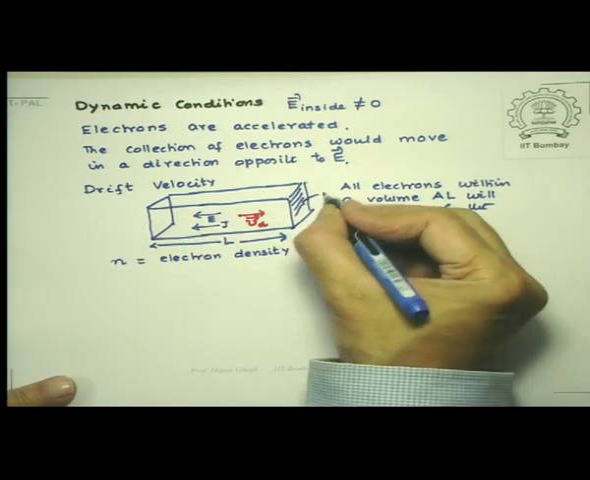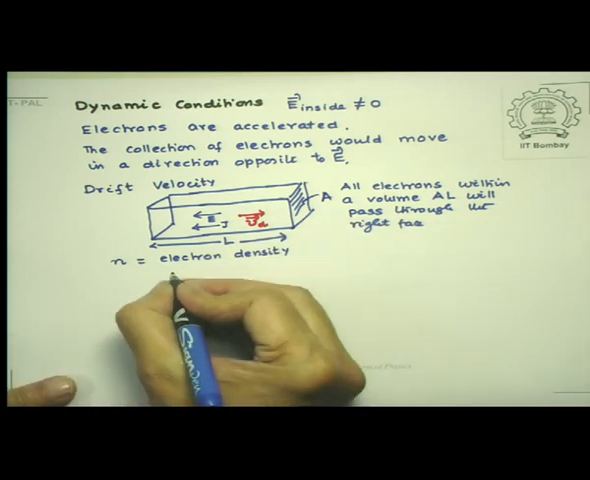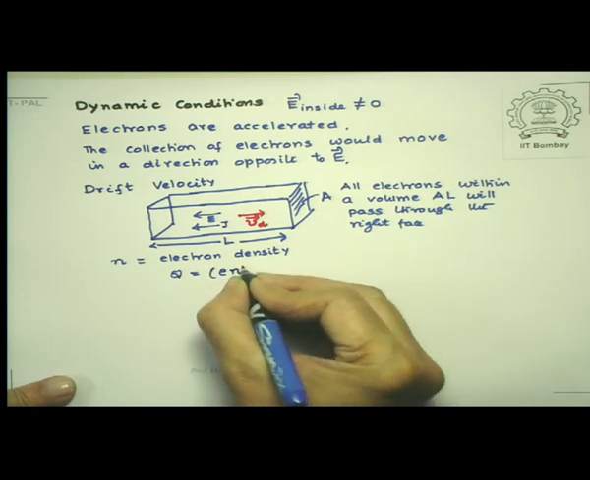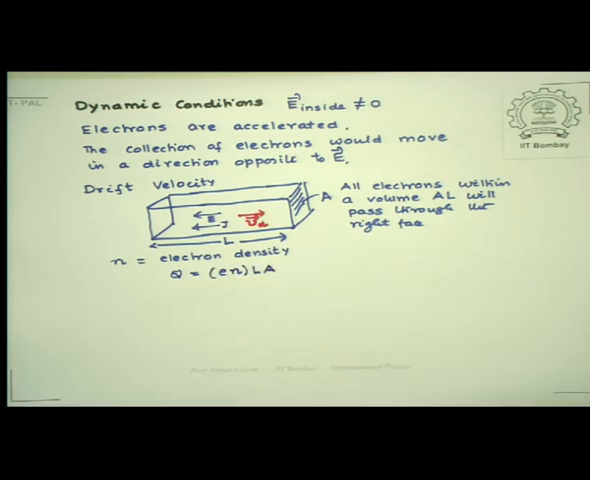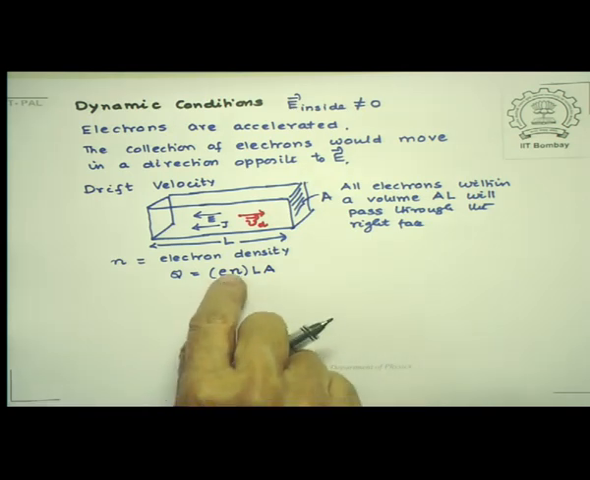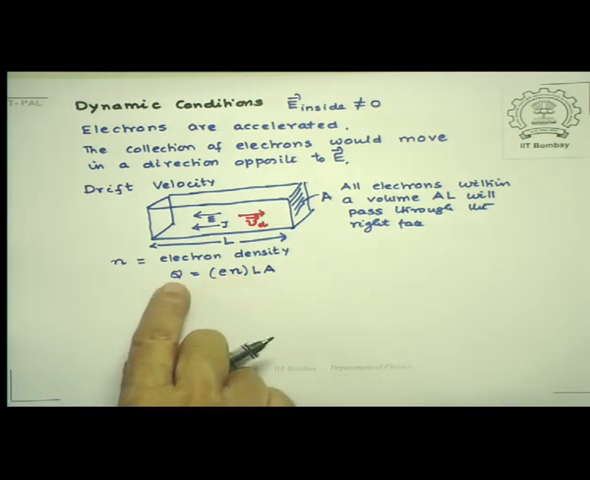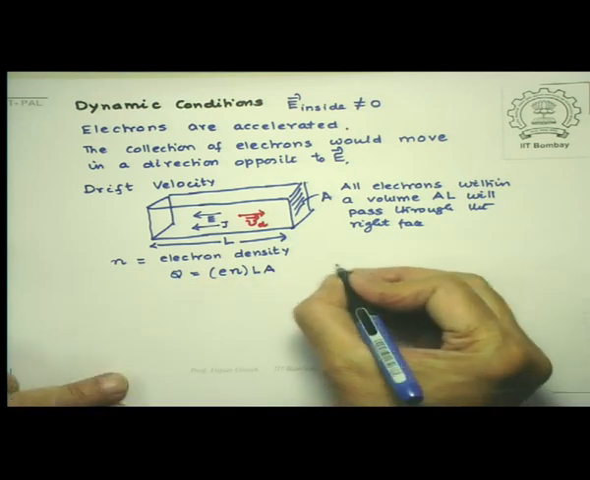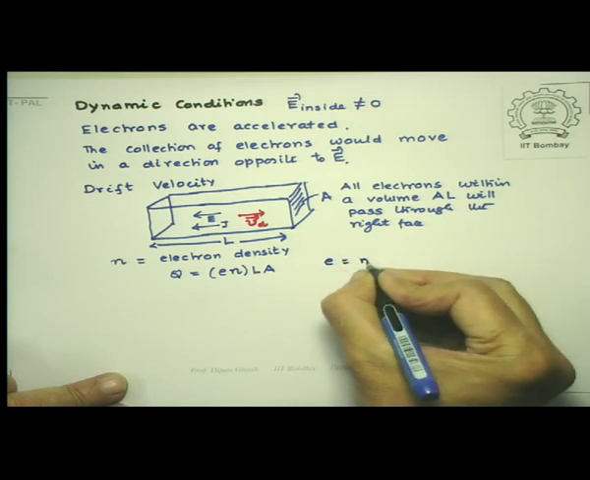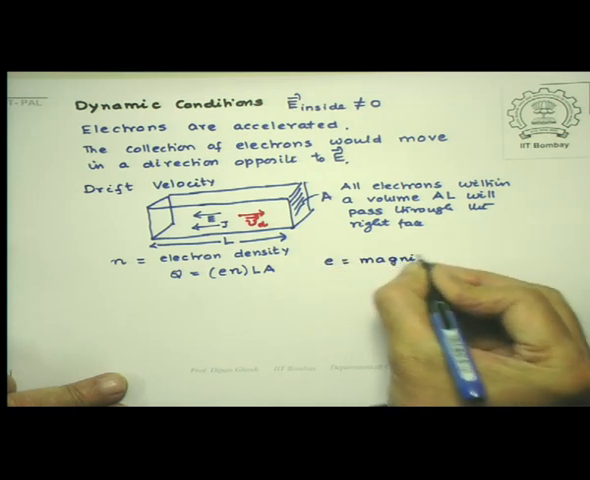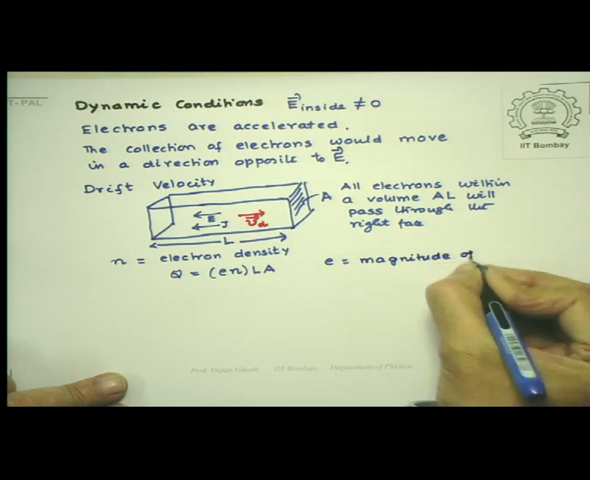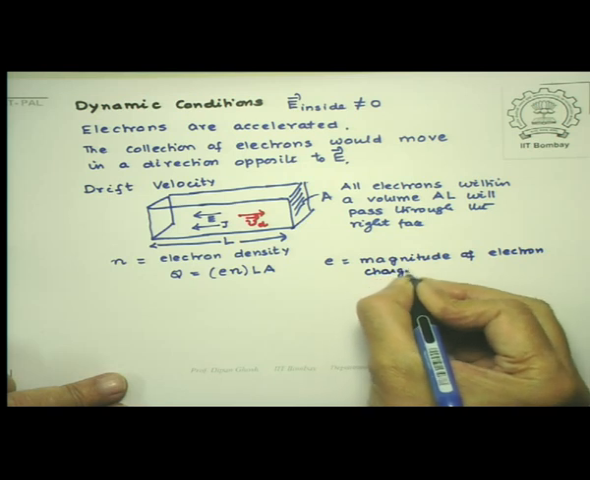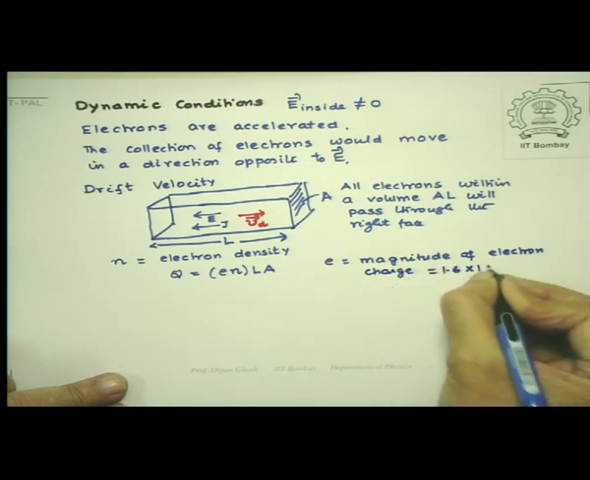So, this area is A. And the charge that is contained is E times n into L into A. Well, this being electronic charge, the charge would be negative, but in this case I am talking about the magnitude of the charge. So, in this case my E is the magnitude of electronic charge, which is of course equal to 1.6 into 10 to the minus 19 coulomb.